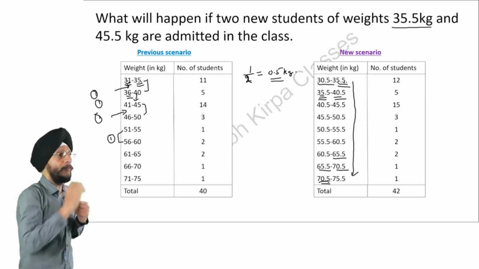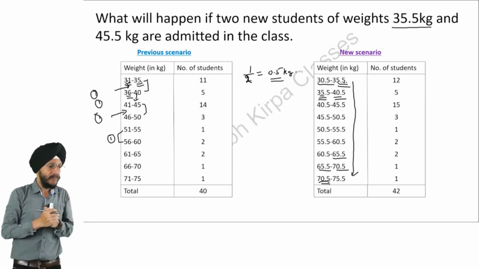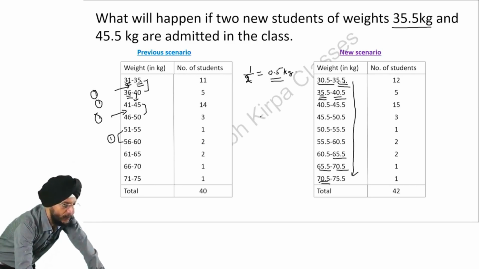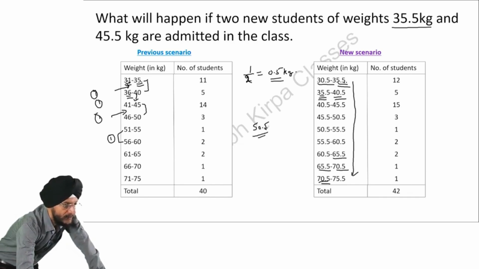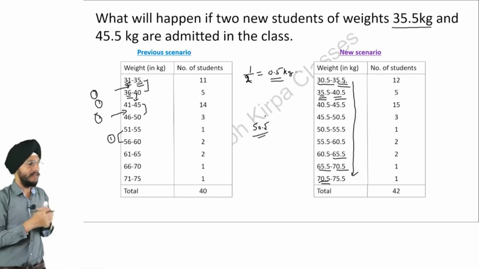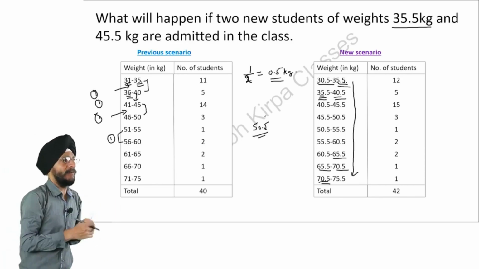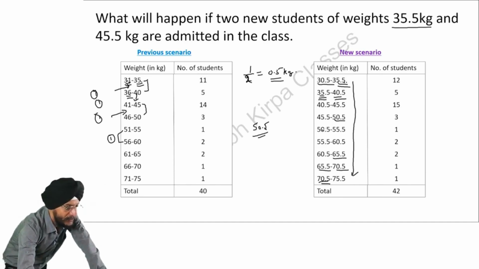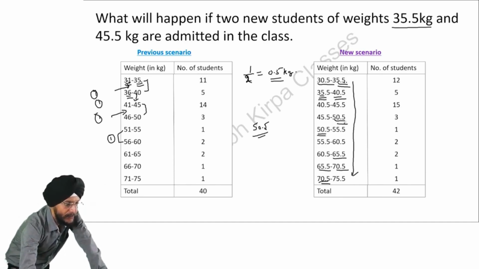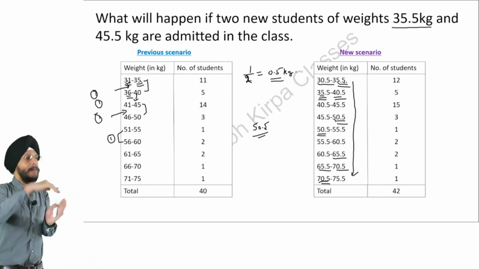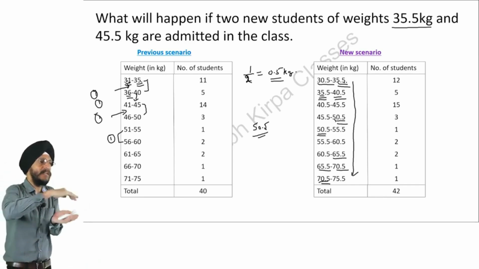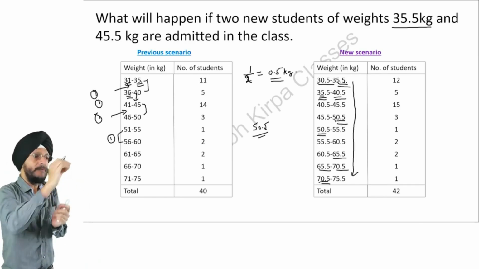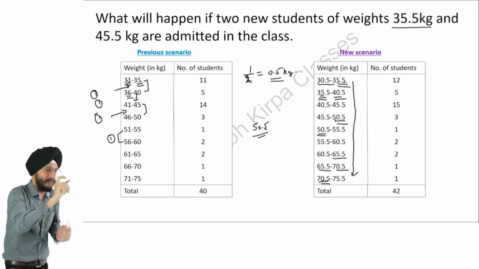Now there is an important point which is to be noted. Suppose there is an entry of say 50.5 kg in the class. Now where will you add 50.5? Because you can add it here, you can add it here also. If you add it at both the sides, the entry will become double. The students will increase by 2, whereas it should actually increase by 1.